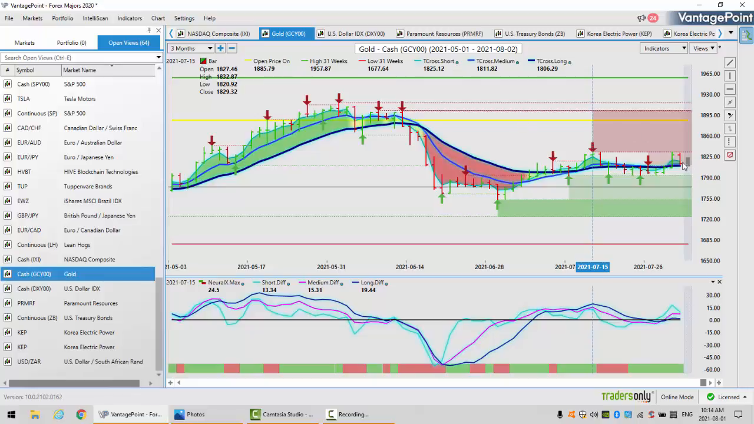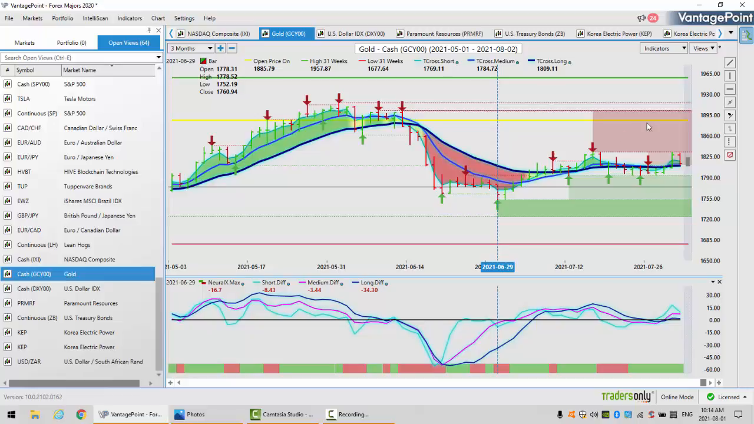The indicators from VantagePoint: we are holding above the T-cross long at 1809. That is our immediate support for this coming week. Our additional support is the verified support at 1792. That is then followed by 1752. I would need a breakdown below 1752 to take the pressure off the upside here.